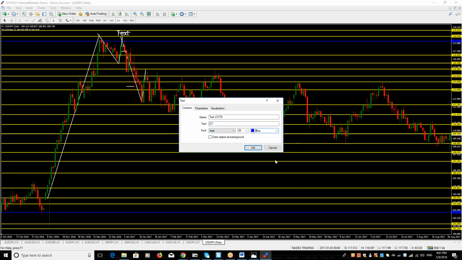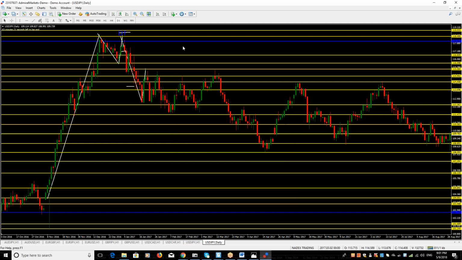Because what you want is to know exactly what your trades are going to look like. So that's our double top there. That's the reason why you're taking the trade there. That's how your double top should look. It's not going to look any other way.